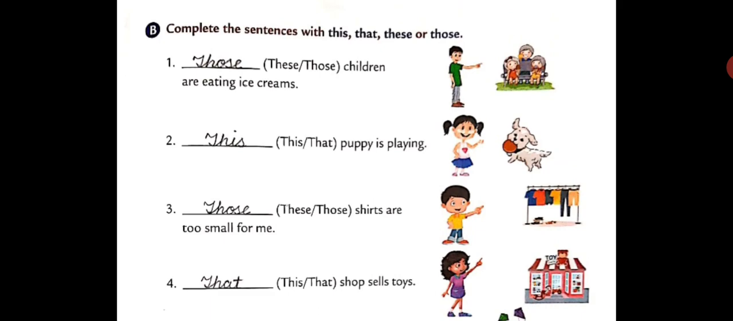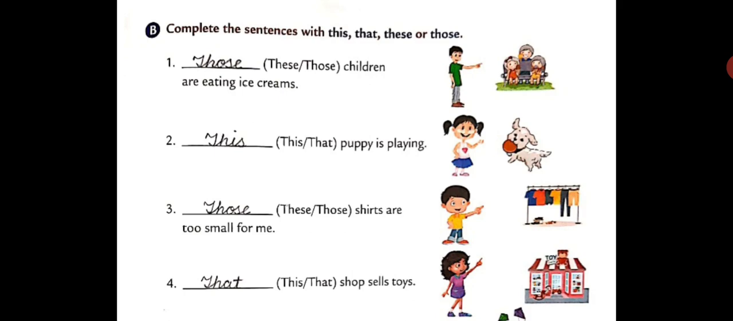Complete the sentences with this, that, these or those. Fine? So, read the first sentence. Children, as you are given with two options, you have to choose the correct option carefully. Okay? So, first one is, dash children are eating ice creams. These or those? So, what will come? Those. Those children are eating ice cream.